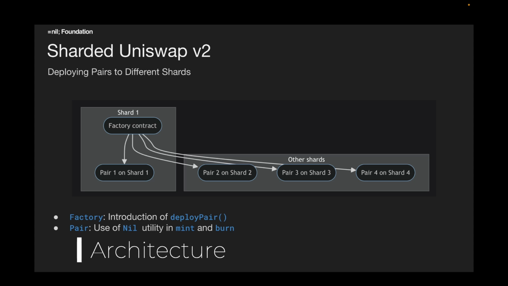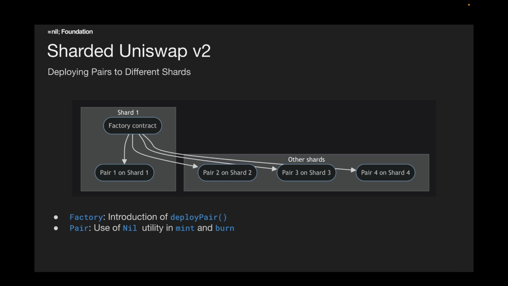A high level of the architecture for this example involves deploying a pair contract to a new shard every time. You don't have to do that in nil. You can deploy your entire app on a single shard. But if you want to fully leverage the parallelized nature of the blockchain and improve your app scalability, then you can deploy different parts of your application on different shards. So for Uniswap, that looks like this, deploying pairs on different shards. That's done by updating the factory contract and the pair contract, which I'll run through in a second.